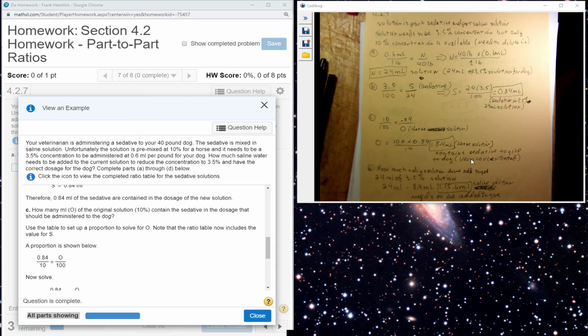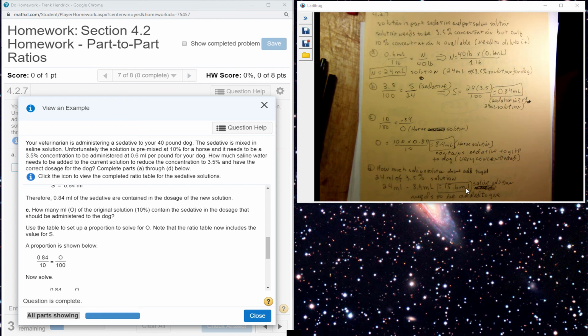Okay. So we've already found out that the dog's going to need 24 mils of medication. So how much do we need to dilute it by to get it to be 24? So what we can do is subtract it off. 24 mils minus 8.4 mils gives me 15.6 mils of saline solution.